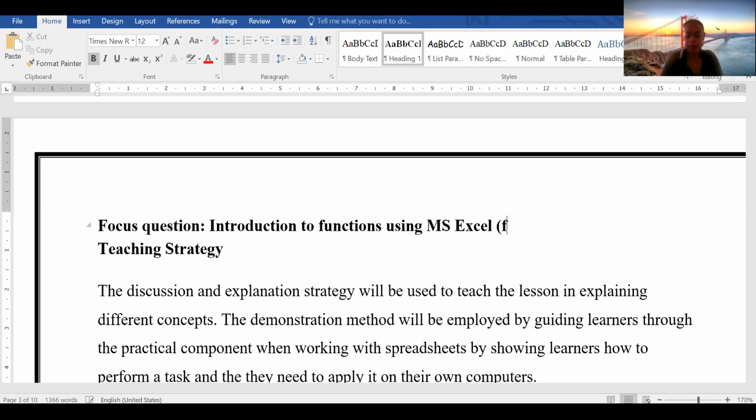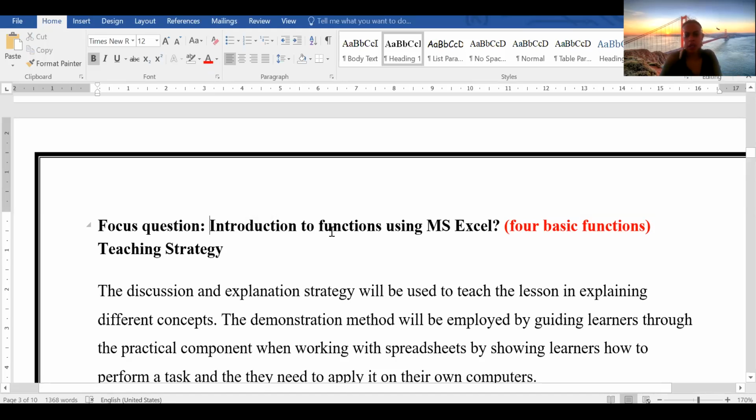But when I call it introduction, I am now going to select maybe 4 basic functions that I'm going to introduce. You remember what I'm writing here is just my own extra writing, where you write on your own using a comment to help you. So this is not part of the lesson plan. So the focus question is introduction to using MS Excel, and then we can turn it into a question.